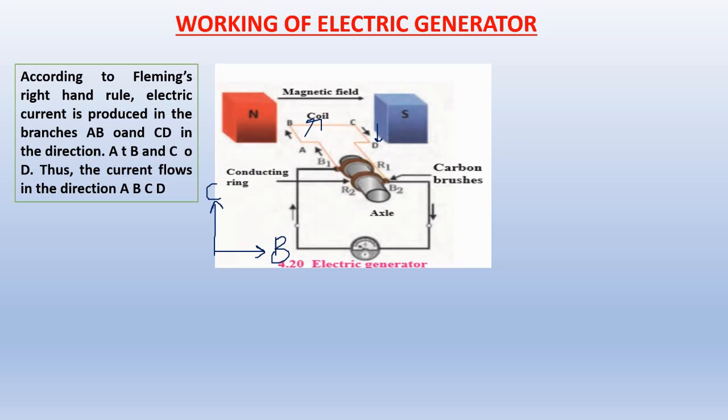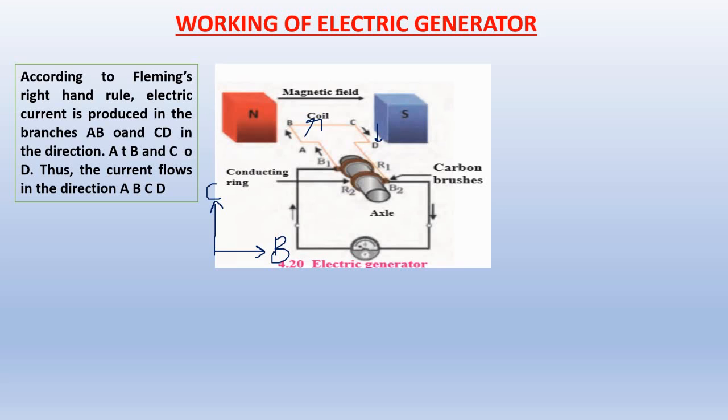Fleming's right hand rule says that when the magnetic field and the direction of movement of the coil are known to us, then we can find out the direction of the induced current. In this case, the magnetic field and the movement of the coil are perpendicular to each other.